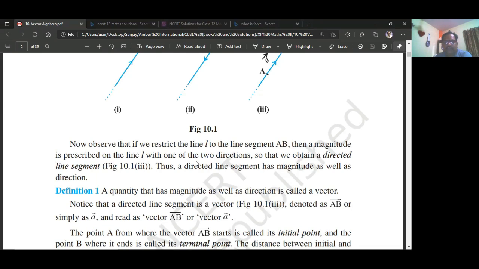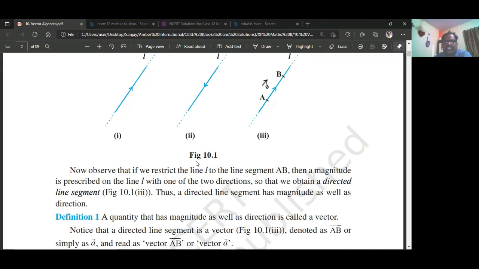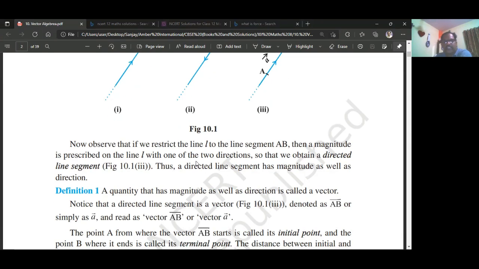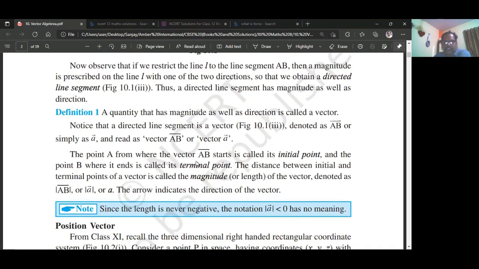So what are the examples of a vector? We can say the distance of a line segment, or just a line segment, these are vectors, right? Because distance means it has some direction from one point to another point, and it has some definite length. So that is nothing but a vector quantity, right?